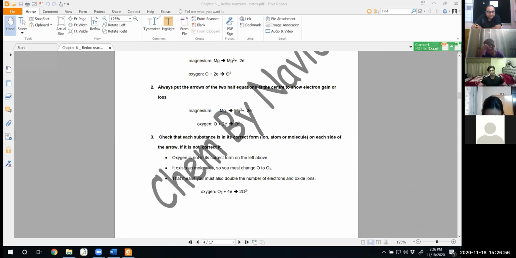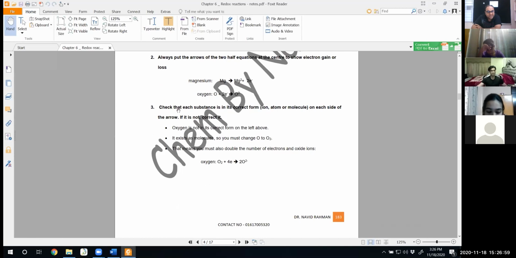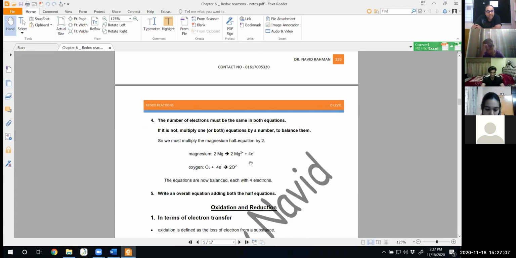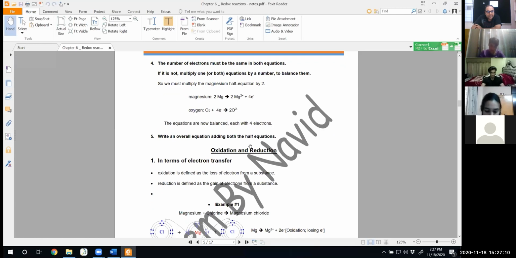So finally, the third step is check that each substance is in its correct form, ion, atom, or molecule on each side of the arrow, and correct it if it is not. So in the fourth step, I already showed you the fourth step. Fourth step is all about balancing the electrons or the atoms or whatever. And then fifth step is you write an overall equation, and that's how we write ionic equations.